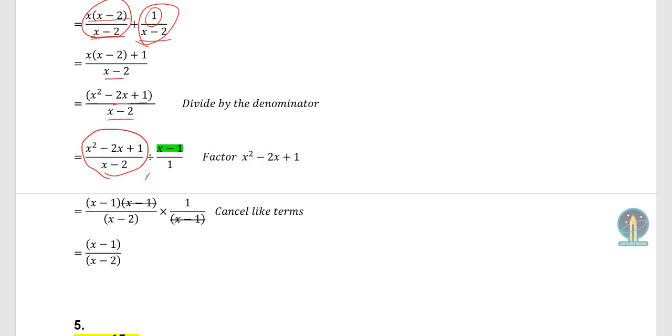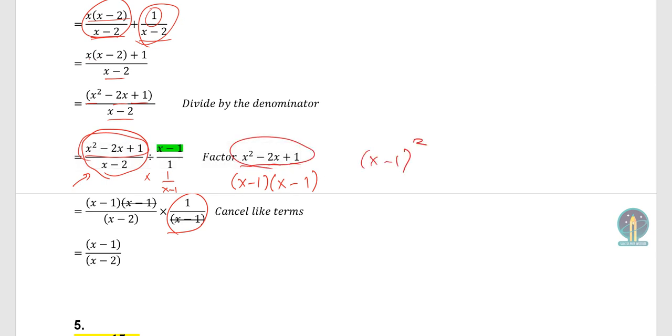Which is the same as, again, multiplying by 1 over x minus 1, which is what we have here. For this one, we can actually factor this. Factor x squared minus 2x plus 1, and we get x minus 1 times x minus 1. This is a perfect square, so this is the same as x minus 1 squared. But we'd like to write it in this form, again, so we could cancel. So we get x minus 1 times x minus 1 over x minus 2 times 1 over x minus 1. Cancel like terms, and we end up with x minus 1 over x minus 2.